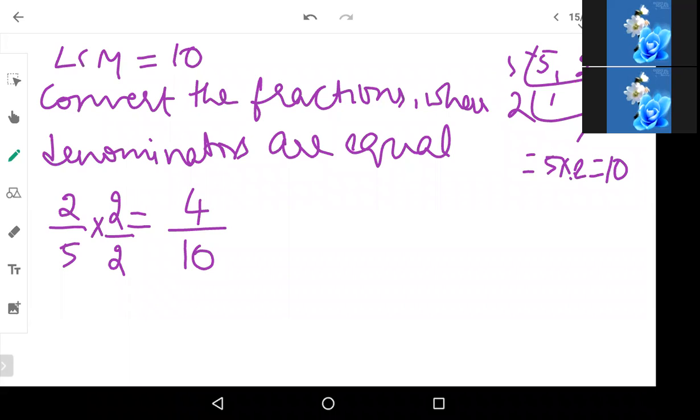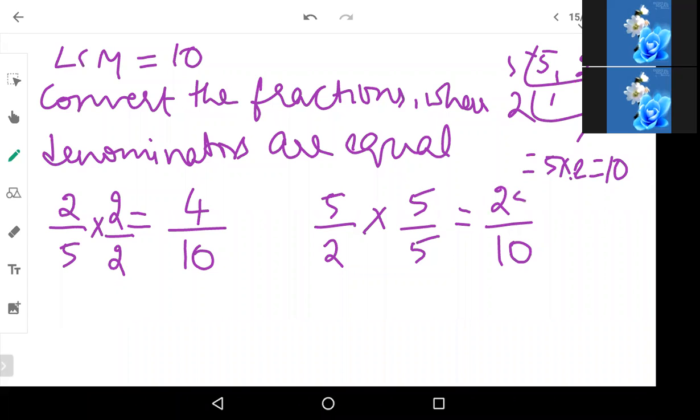Correct. Next, similarly, if you take the other fraction 5 by 2, that is the second fraction, here what should I multiply so that I will get the denominator as 10? Here, correct Kirti, here we have to multiply 5. So 2 5s are 10. So numerator also should be multiplied by 5. So 5 5s are 25.